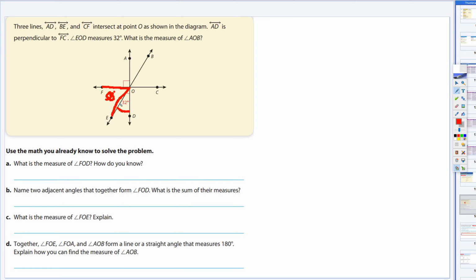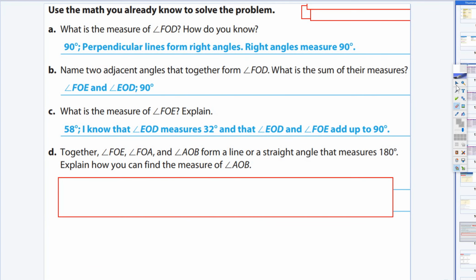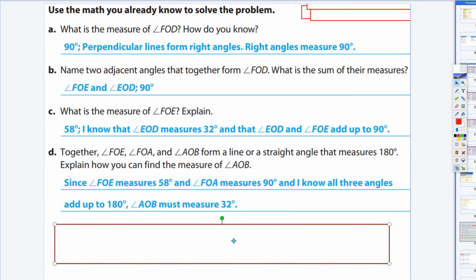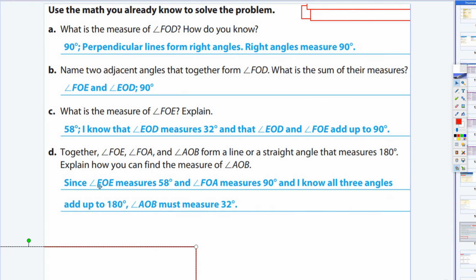Together, these two angles combined together to make 90 degrees are called complementary angles. Two angles that add up to 90 degrees are called complementary angles. We said it earlier in this video. And the last question, question D. The answer is, since angle FOE measures 58 degrees, and angle FOA measures 90 degrees, and I know if all three angles add up to 180 degrees, angle AOB must measure 32.